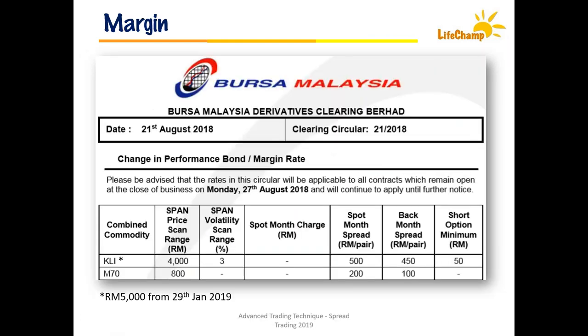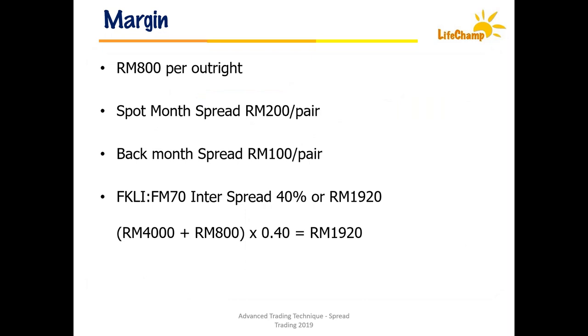Now, when you trade futures, one of the important things is you need to be aware of the margin requirement. In this case, the FKRI margin price was 4,000 previously. Starting from today, the margin starts to increase to 5,000, probably due to the Chinese New Year holidays. And FM70 was only 800. All right, so how to calculate this margin? For spread trading, be aware that the margin differs from what you normally do, because the margin required is usually slightly lower. The margin for FM70 is 800 per direction or per side, right? And the spot spread margin is 200 per pair, and the back month margin was 100 per pair. But this is the FM70 margin.